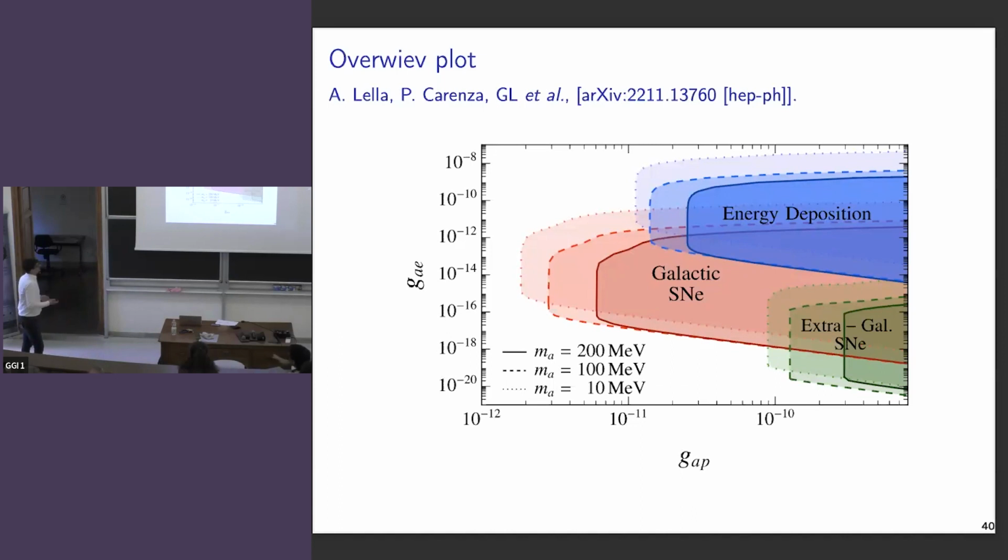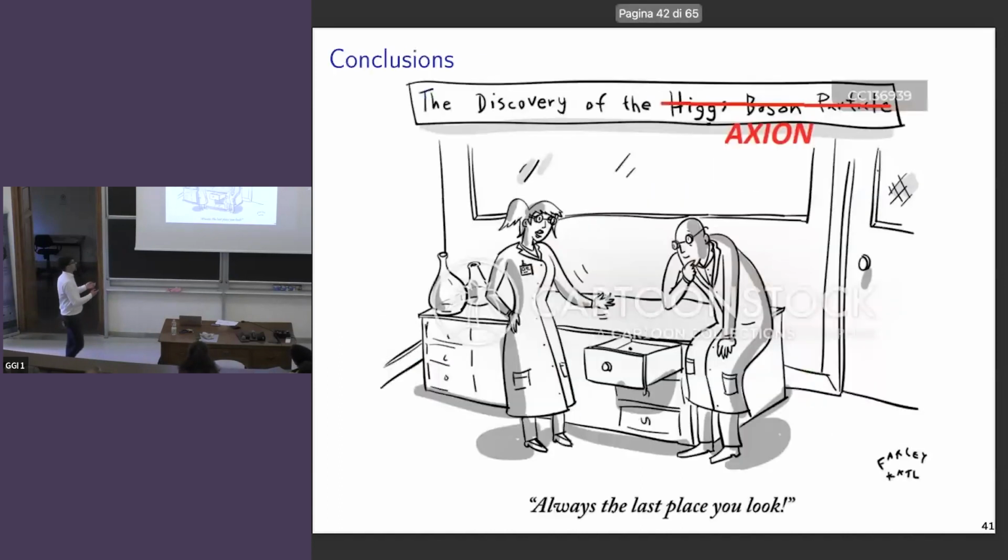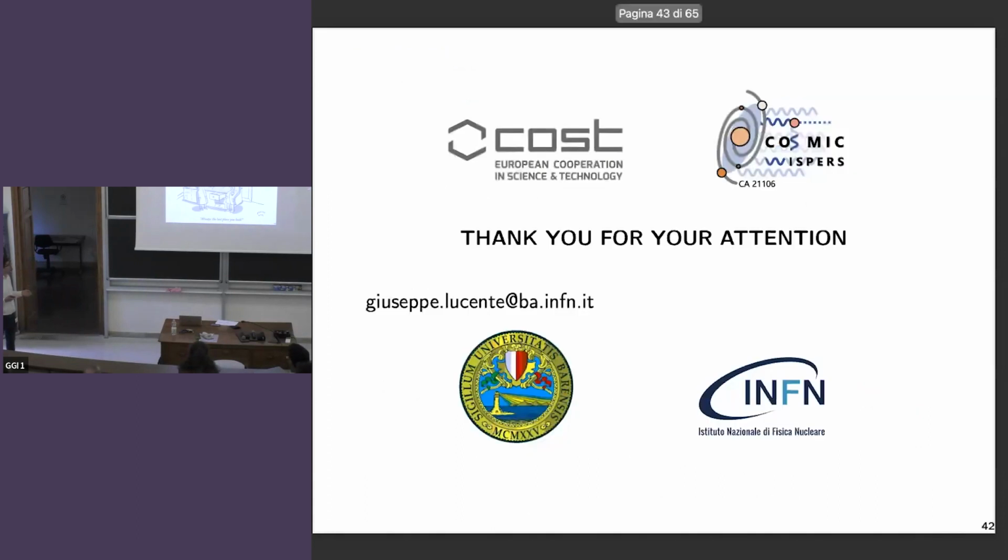So now this is the last slide. I would like just to thank you for the attention. And as we have seen together, we can use supernovae to probe axions interacting with many different standard model particles in a wide range of masses. So with this, I conclude, and I would like to thank you for your attention.